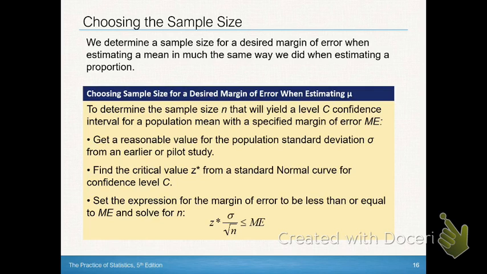We'll be given the margin of error, we'll have to know a standard deviation for the population, and we'll have to find our critical z so that we can then solve the formula for our n value.